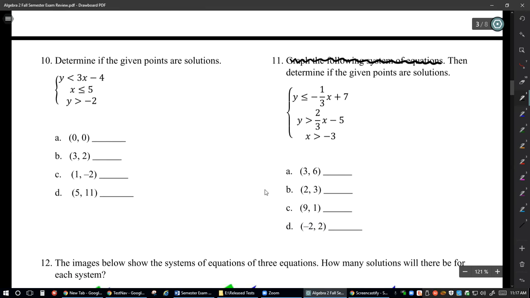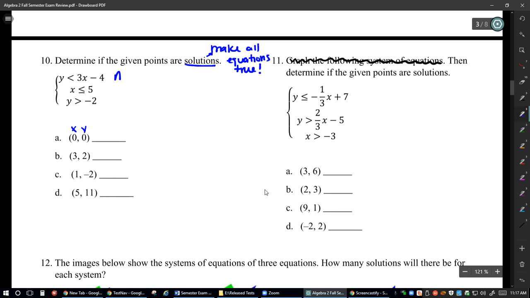Now for number 10, determine if the given points are solutions. And here we have another system of inequalities, but it's not a graph, it's just equations or just inequalities. So we have to do this algebraically. So what we're going to do is we're going to substitute these values of x and y and see which one makes all equations true. So solutions make all equations true. Not just one, not just two, it has to be all of them.